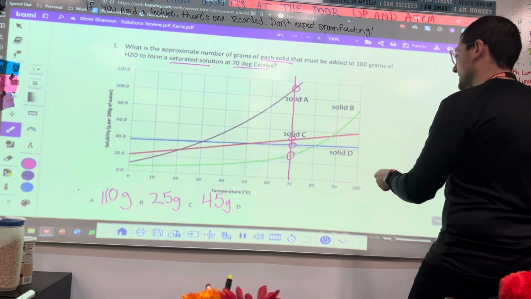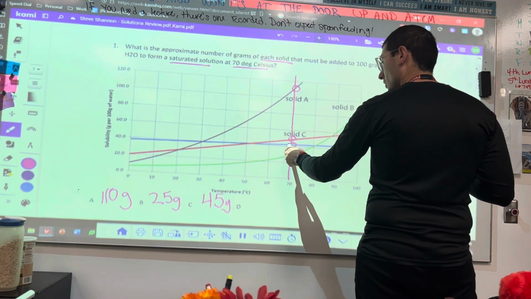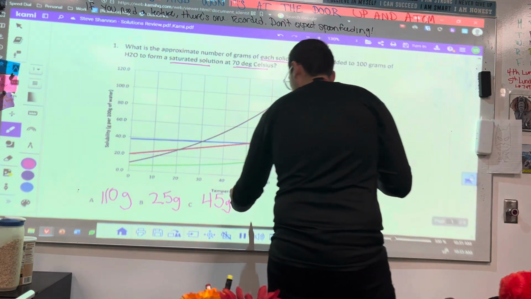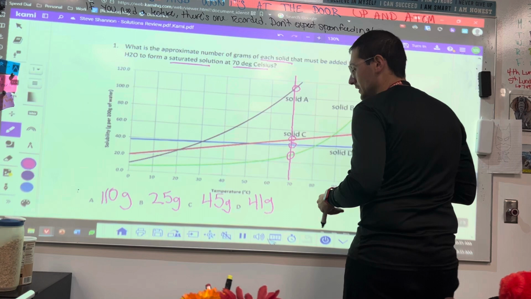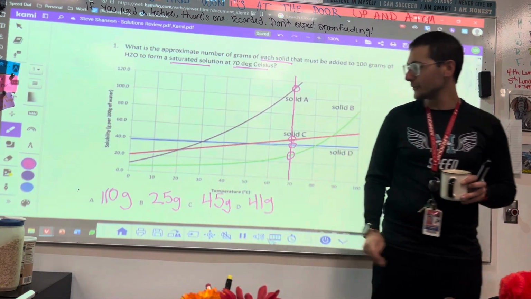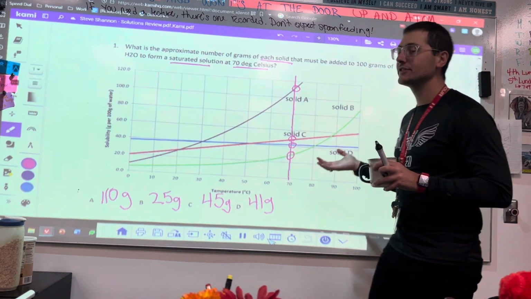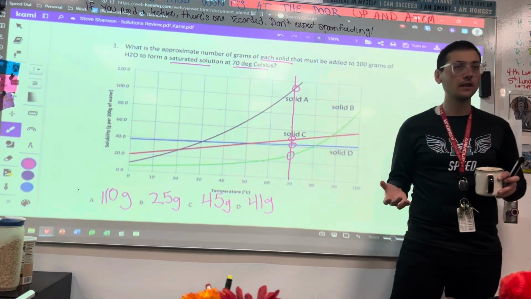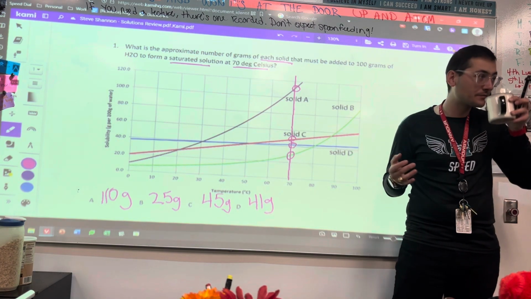And solid D, we go to 70 degrees on the line. That is right above 40. We will call it 41 grams. So maybe this one would be like 50 grams. Even still, there is an obvious difference between these two. And so all this was asking was at what point was each solid saturated? And so we just answered that question. Make sense? Any questions?